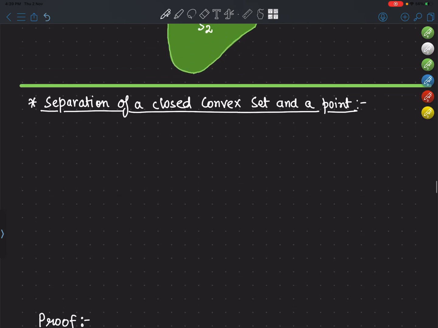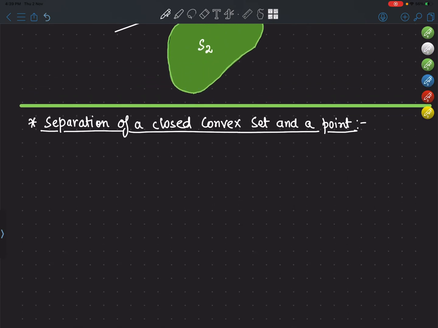Now the next result that we are going to discuss is an important result for discussing Farkas' lemma, so please pay attention. What we are going to see is how a hyperplane separates a closed convex set and a point. In the previous section we saw how a hyperplane separates two sets. Now we'll see how a hyperplane separates a closed convex set and a point. So let me write the result first.